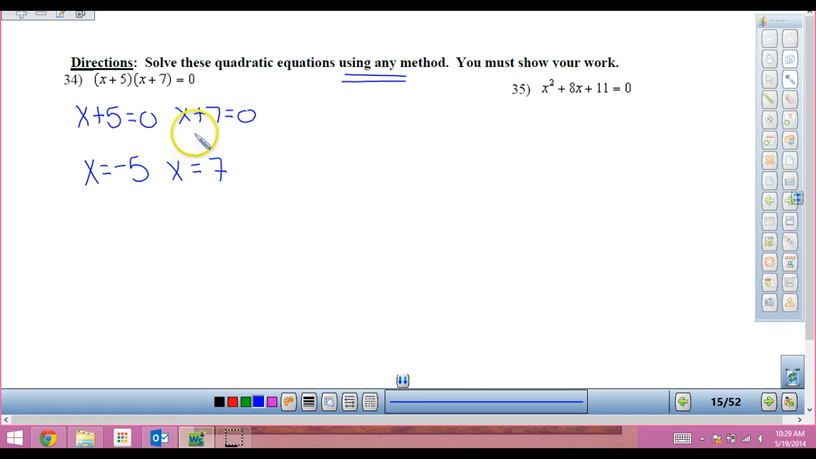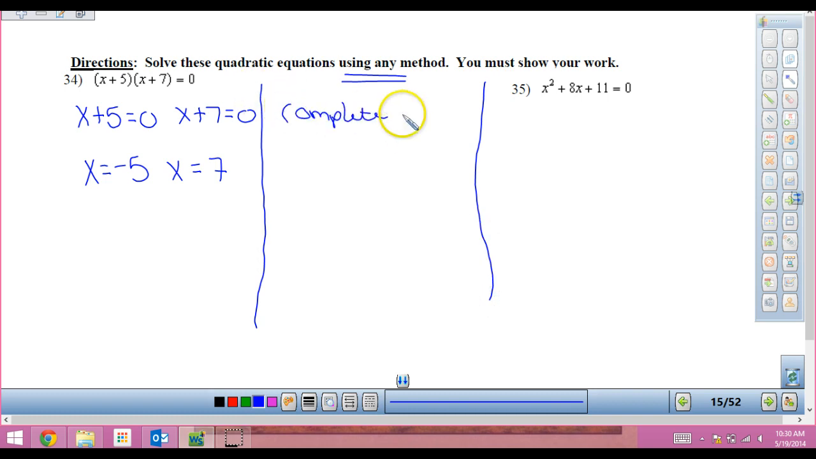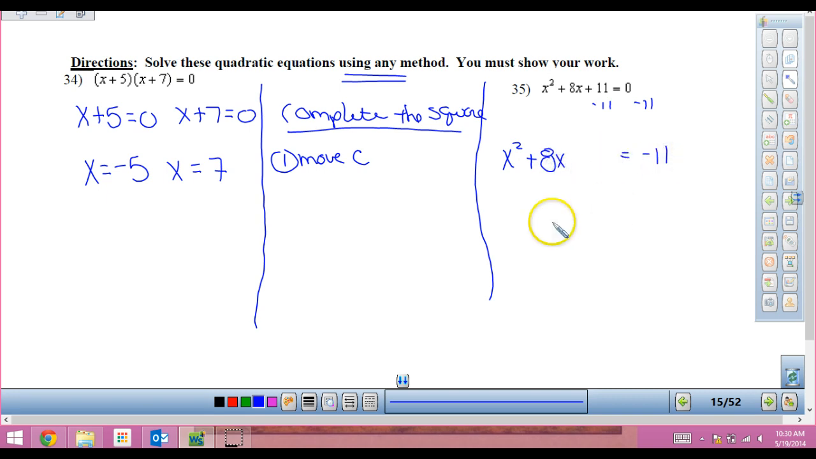When you get to number 35, you're going to notice this one's not factorable. So let's go ahead and try to remember how to complete the square. For completing the square, step number 1 is move c to the other side. So I'm going to subtract 11 and subtract 11, and then leave some room. So x squared plus 8x equals negative 11.